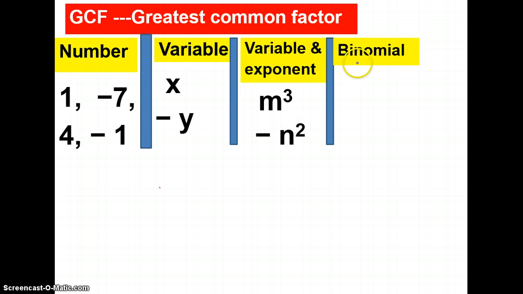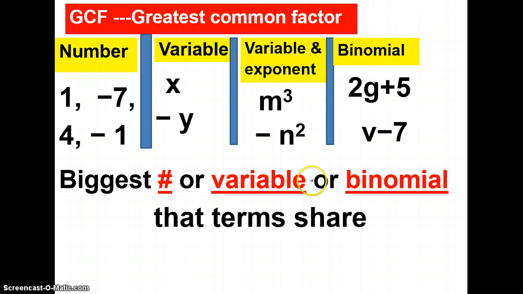Another thing it could be is a binomial, and that would be a series of terms: a number and a letter or a variable. There's another example. So it's pretty much the biggest number or variable or binomial that the terms share, that I could actually divide out. So let's actually see a few examples of this.